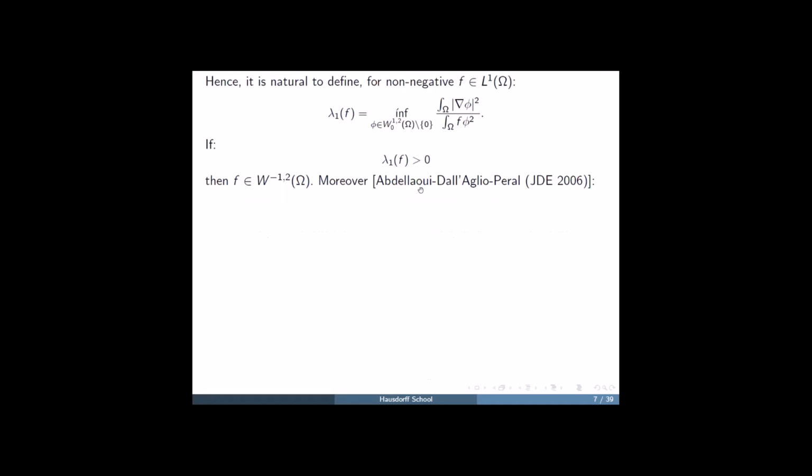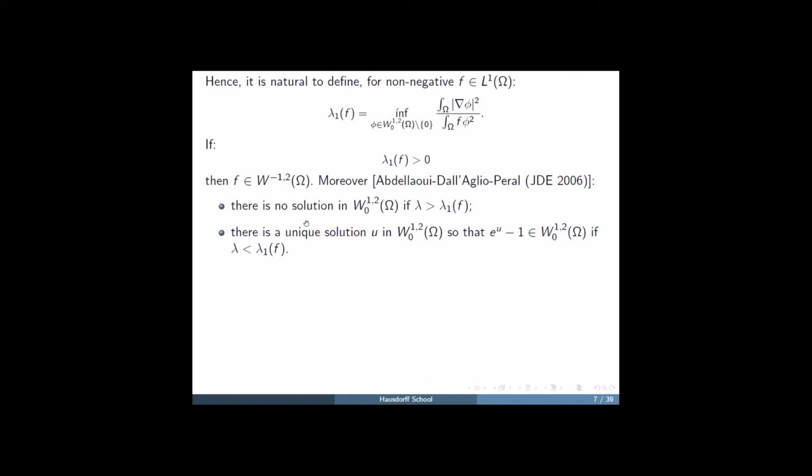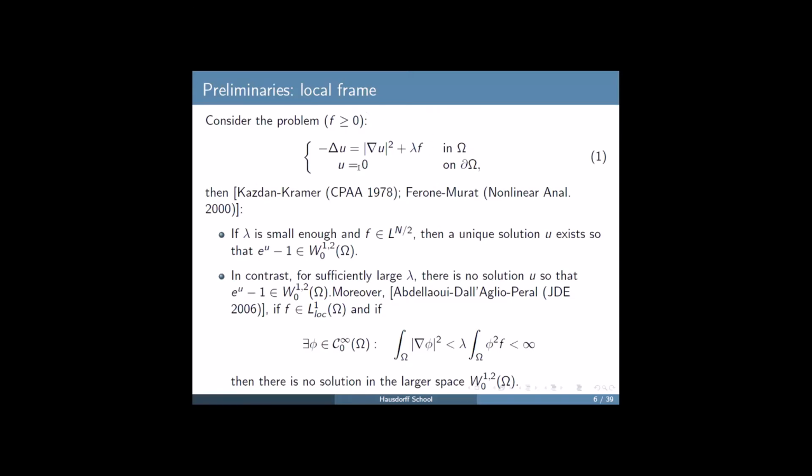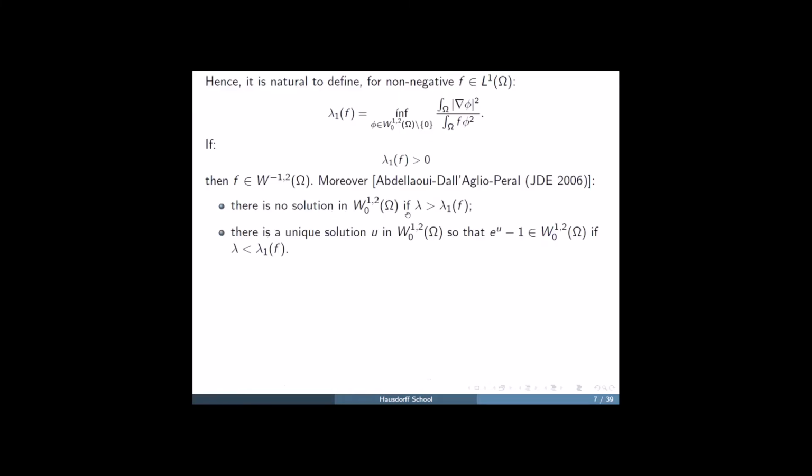Moreover, in the same paper that I quoted before, they found that there is no solution of problem 1. Let me recall, problem 1 is just this one here. There is no solution if lambda is bigger than lambda_1(f), and there is a unique solution in the space, so that the solution has this regularity, if lambda is smaller than lambda_1(f). So the contribution of this paper is that they gave the exact value of lambda so that you have a solution or not.